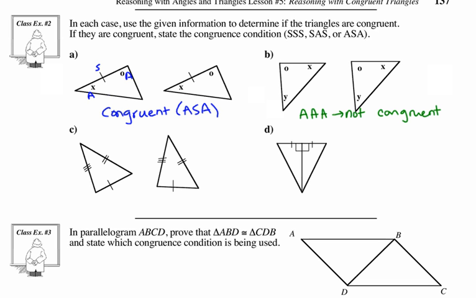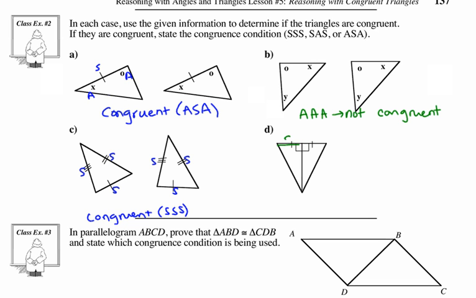Okay, how about this one? So I have side, side, and a side. Yeah, that's congruent. That's one of the three cases. So congruent by side, side, side. If we have three equal sides, corresponding sides are equal. Yes.